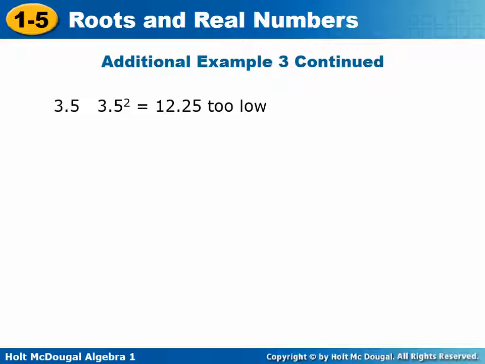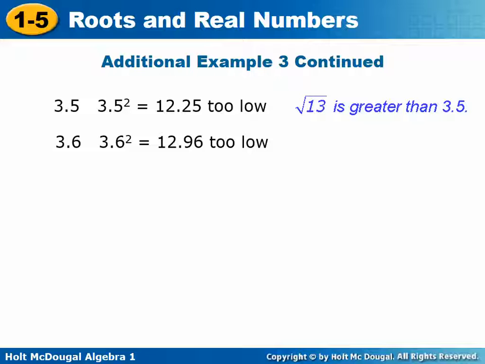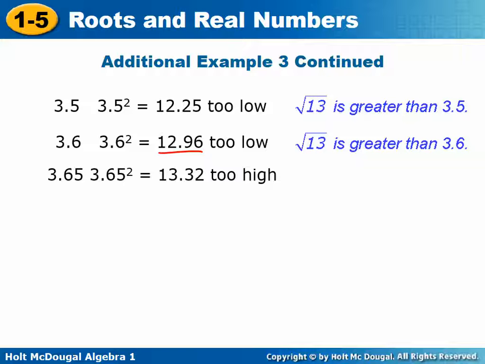So then you can get a little bit more specific. She's tried 3.5. 3.5 times 3.5 is 12.25. It's close to 13, but it's too low. So now she's going to try 3.6. That's still too low, but look at how close that is to 13. It's really, really close. 3.7 is going to be too big, so she tried 3.65, and even that was too big. So far, her best answer is 3.6.